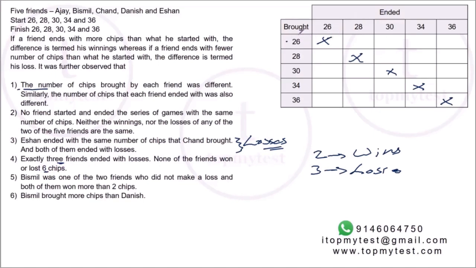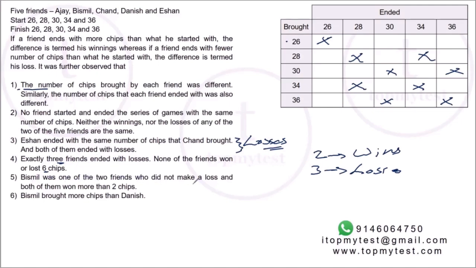So 26 cannot end with 32, but there is no 32 anyway. 28 cannot end with 34. 30 cannot end with 36. 30 cannot end with 24 either, but there's no 24. 34 cannot end with 28, as he cannot lose 6 chips. 34 cannot end with 40, that is okay. 36 cannot end with 30. There is no 42 over here. Okay, so this is done.